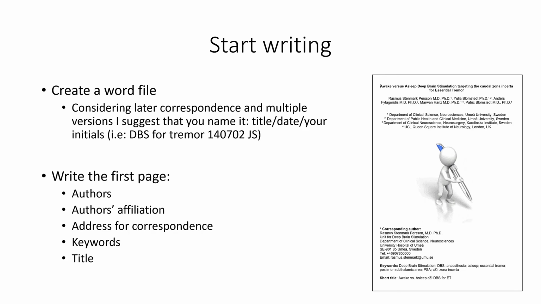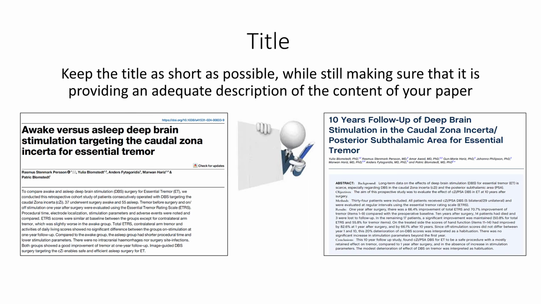It is now time to start writing, so create a Word file, and considering later correspondence and multiple versions, I suggest that you name it with title, date and your initials. Then write the first page with authors, author's affiliation, address for correspondence, keywords, and of course with the title of the paper. Keep the title as short as possible, while still making sure that it is providing an adequate description of the content of your paper.